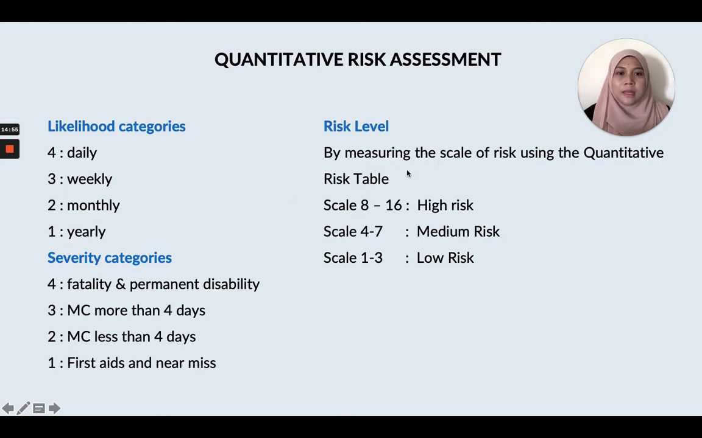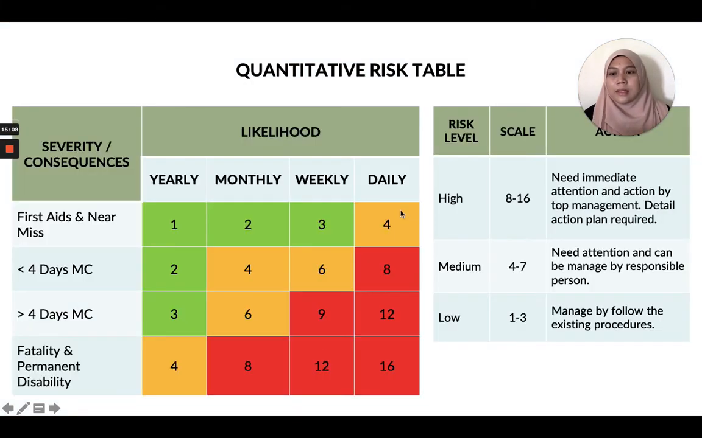By measuring the scale of risk using the quantitative risk table, a scale of 8 until 16 is high risk. So you look at this risk matrix, risk table. So 8 is high risk, and daily and less than 4 days MC is high risk. So what are the actions? It needs immediate action and action by top management, and a detailed action plan is required. Okay, this is how you evaluate the risk.